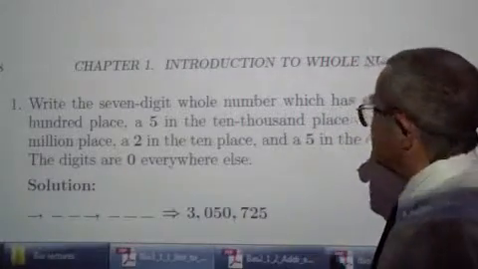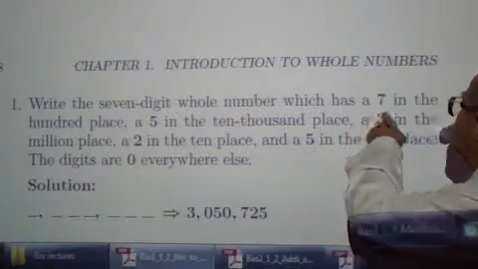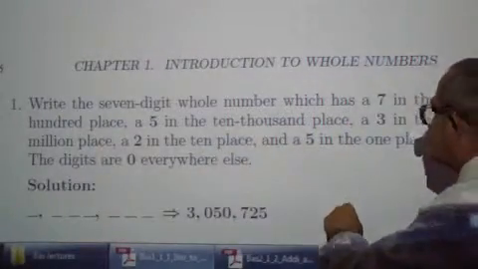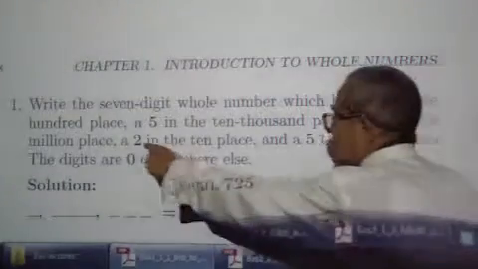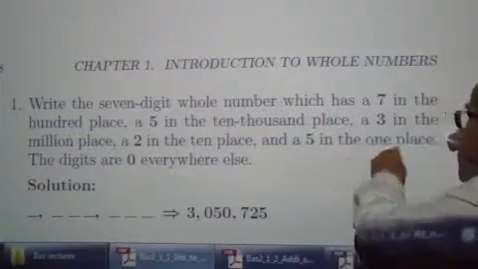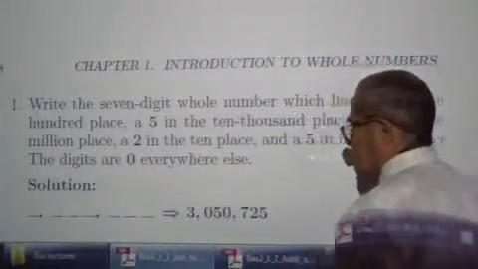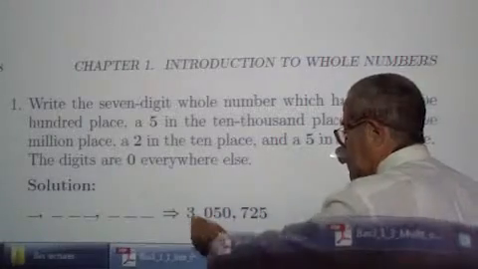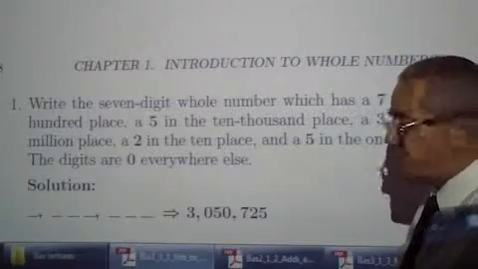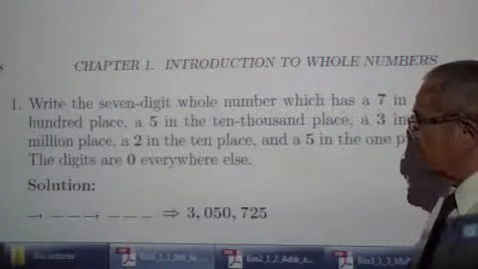The first question in the first section was: write the 7-digit whole number which has a 7 in the 100 place, a 5 in the 10,000 place, a 3 in the million place, a 2 in the 10 place, a 5 in the 1 place. 0 is everywhere else, and my answer was 3,050,725. You can copy that down.